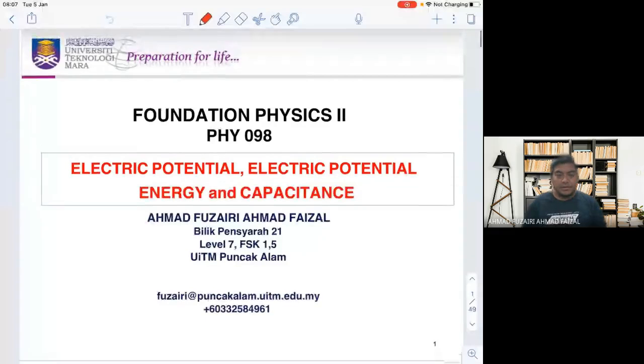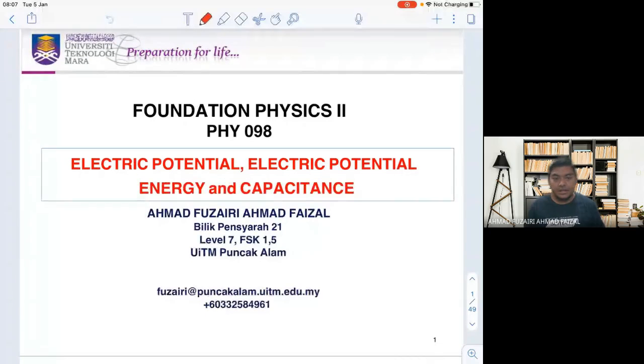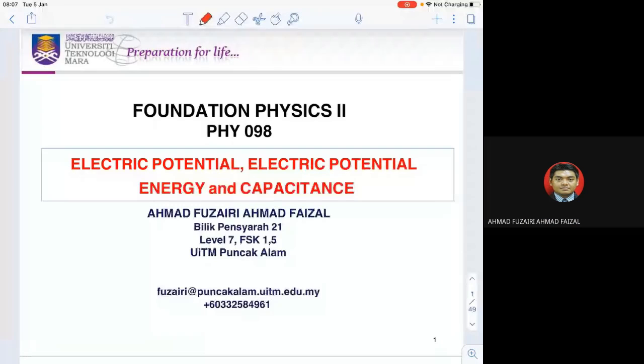Okay, right. The topic will be the electric potential energy and the capacitance. If you look carefully, this is about electric potential energy and also capacitance.